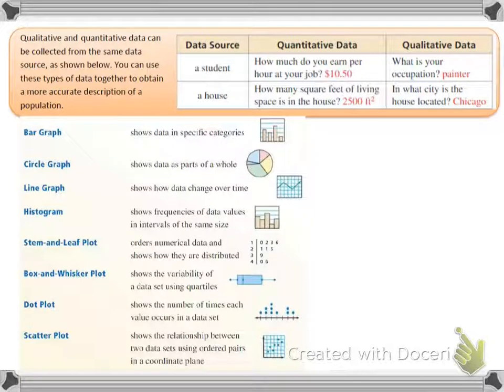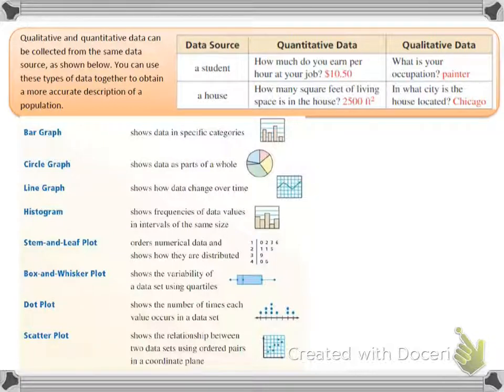If I'm getting things from a house, how many square feet is the house? Also, what city is that in? Now, the city being the qualitative, because Chicago can't be represented by a number. But once again, both Chicago, the location of the home, and the size of the home both give me information that give me more clarity as to what I'm talking about. Now, down below, I've got inserted several different types of graphs that we might use to represent our data.